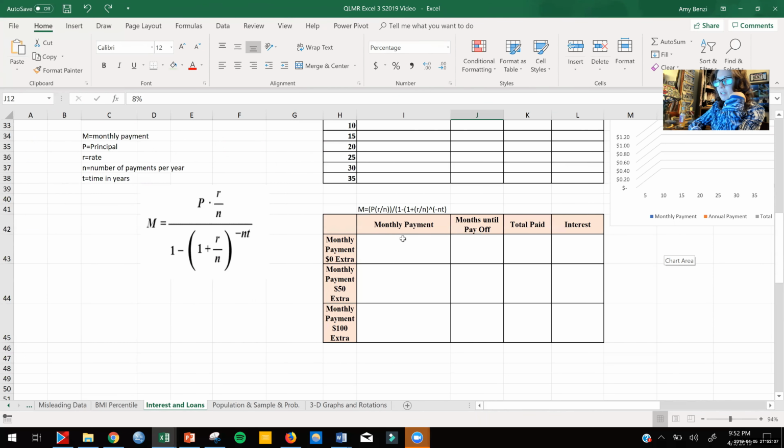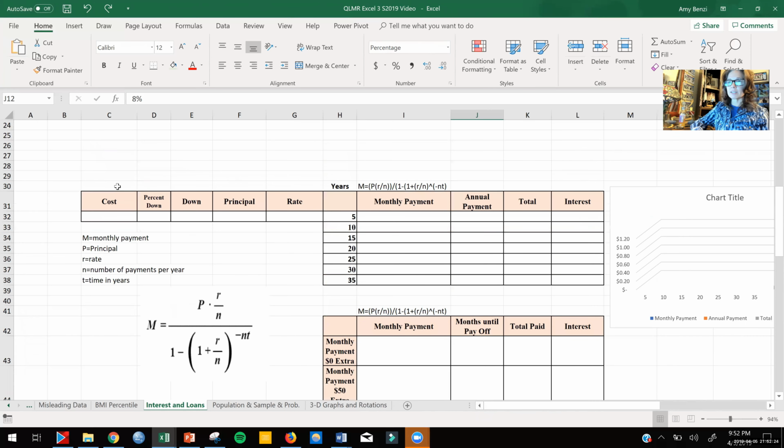Then we're going to come down here and decide, if we buy this house, what happens if we make an extra $50 a month payment? What happens if we pay an extra $100 a month? We're going to actually explore that. All right, let's go ahead and get started.